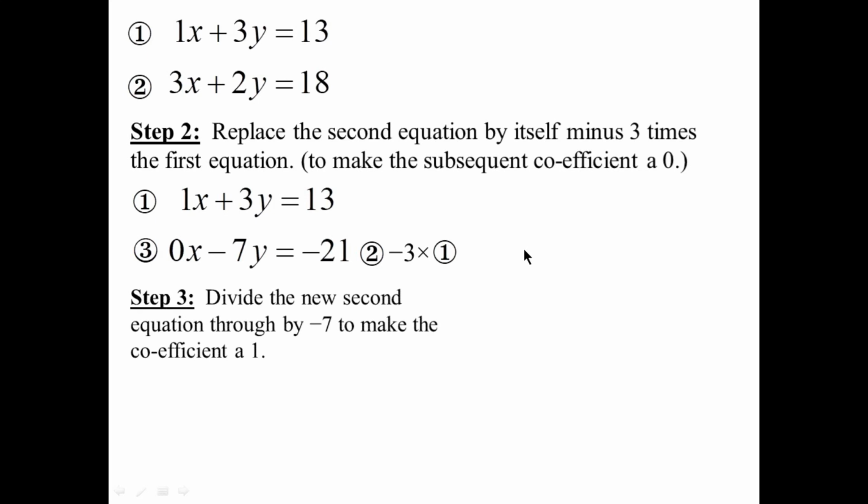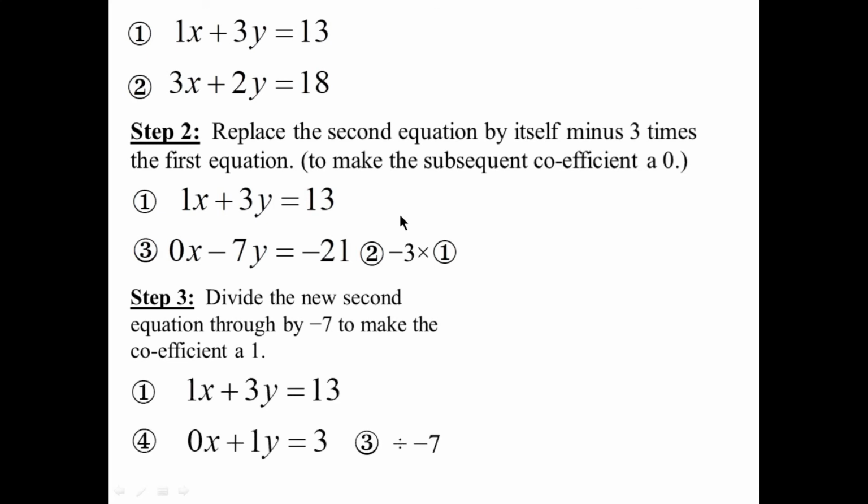And then step 3, we'll divide this second equation through by negative 7. Because that's another thing you can do. It's one of the operations. I said multiply through, but dividing is like multiplying by a fraction. So we can divide through by negative 7. And now it looks like this.